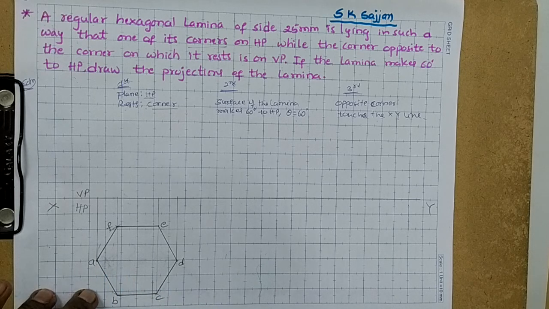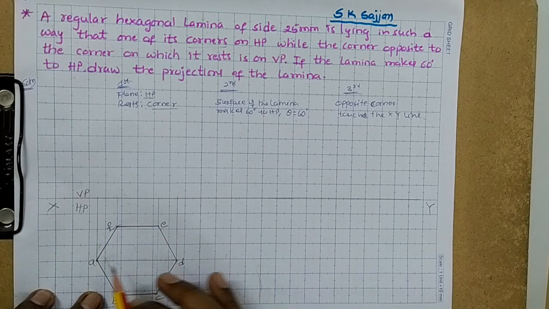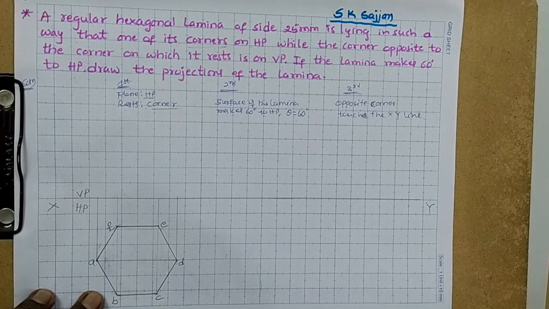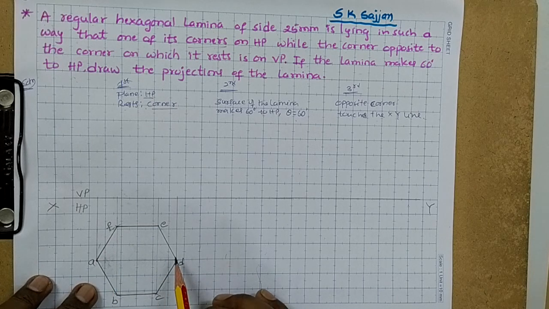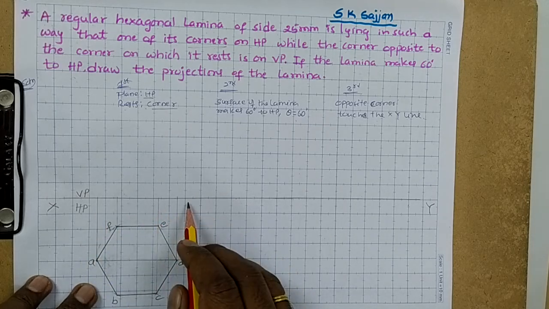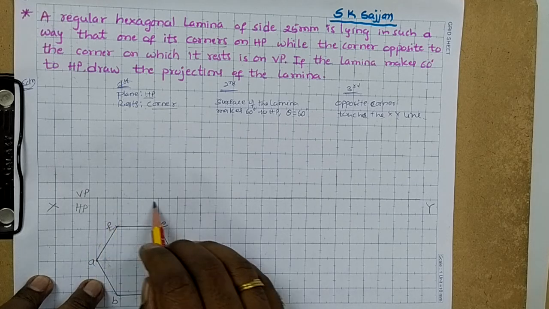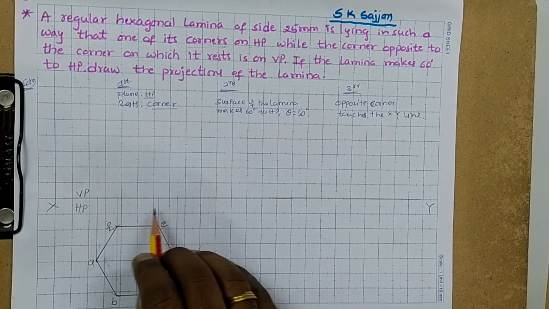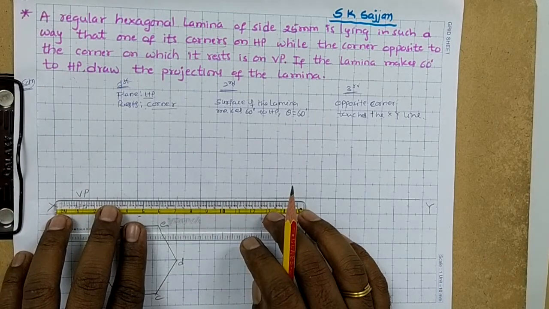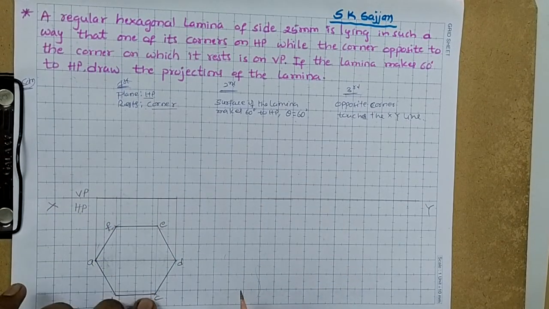Just watch the previous video on how to construct the hexagon resting on a corner; refer to the previous video. After drawing the hexagon as the top view resting on a corner, I want to draw the front view on the xy line. Project all the points of the top view upward to meet the xy line. By joining these points we will obtain the front view on the xy line. I will join all the points. Now this is the front view.